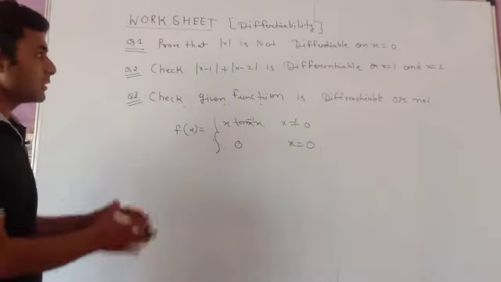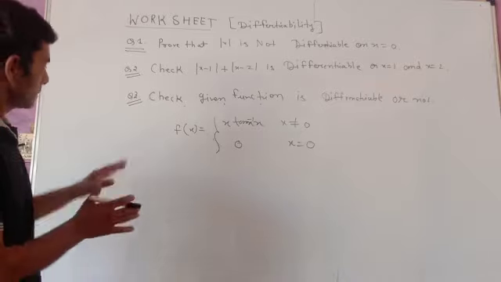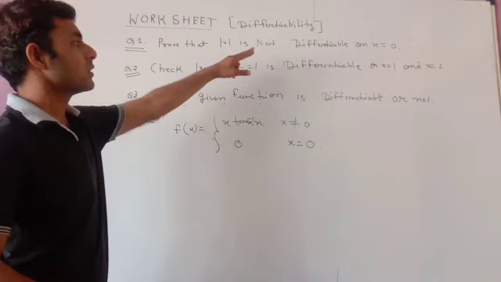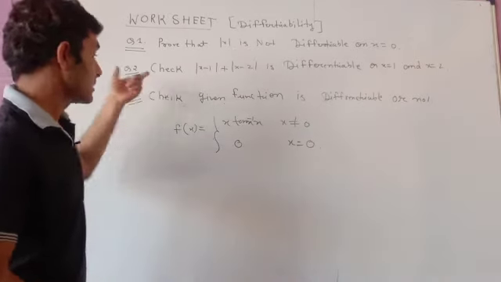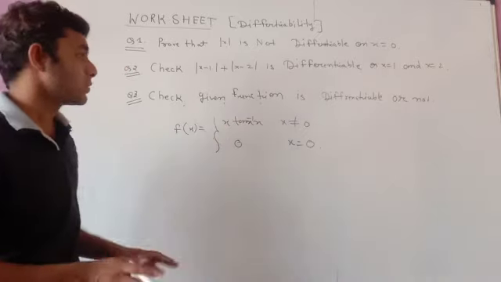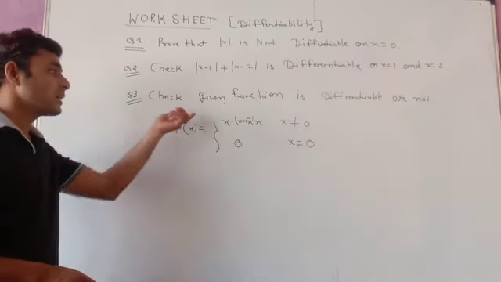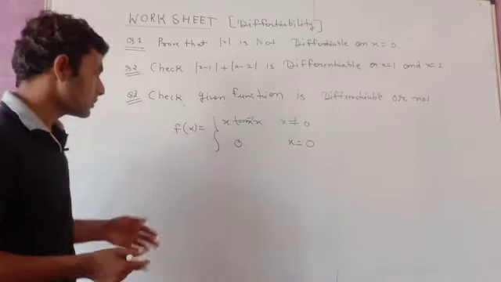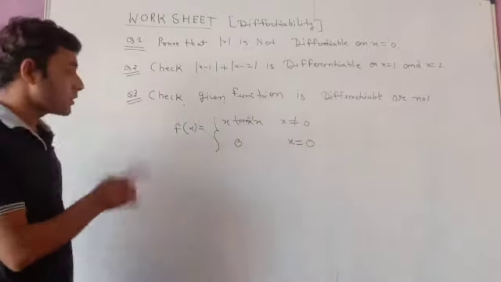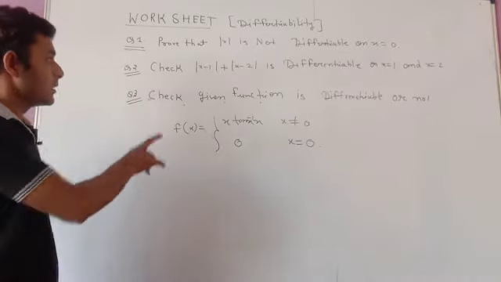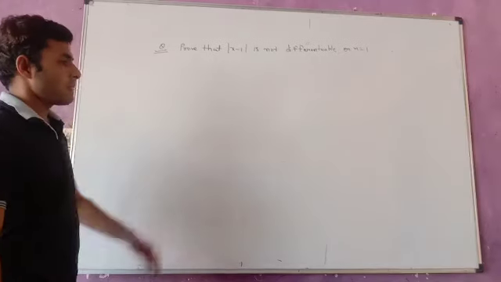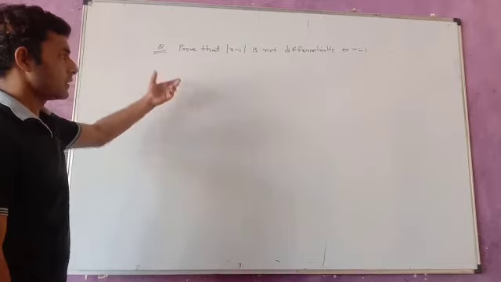Worksheet on the topic differentiability. Only 3 questions are included in this sheet. First, we have to prove mod x is not differentiable at x equal to 0. Second, mod of (x minus 1) plus mod of (x minus 2) is differentiable at x equal to 1 and 2. And the third one is to check whether the given function is differentiable or not at the given point x equal to 0. And one more question I am solving. This question is related to the modulus property.